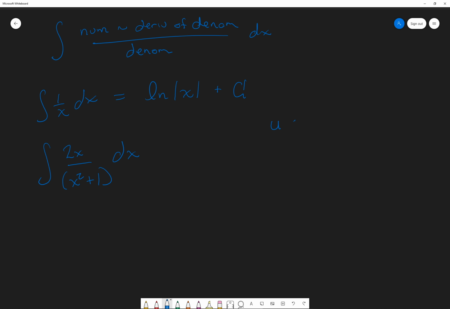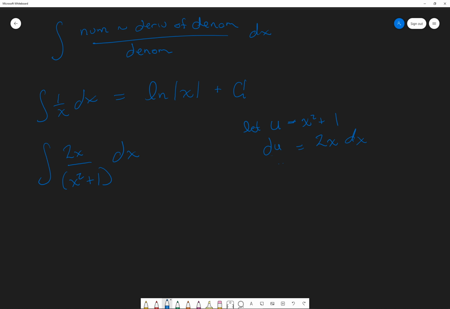So when you do this, you can do a u substitution. So you say let u equal x squared plus 1. So what is du by dx? Well, that is 2x. And if you multiply both sides by dx, and this cancels, you get basically that du is equal to 2x dx.